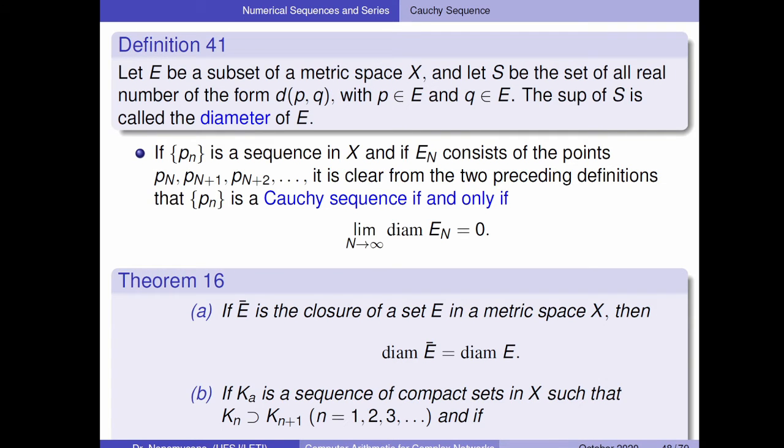So the diameter is another way to put almost the same thing, because the diameter is the distance between P and Q. If this diameter becomes smaller and smaller, of course at some point you are going to get the number, right? And you can look at this as a sort of closure of a set, because the diameter of the closure of E is the same as the diameter of E, and you can make the compact sets in the same way as well.